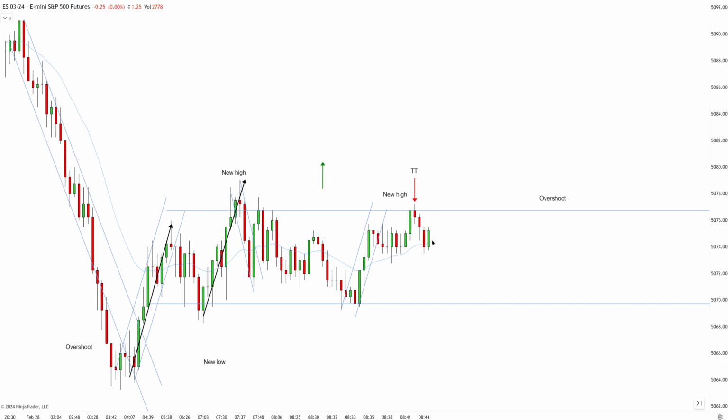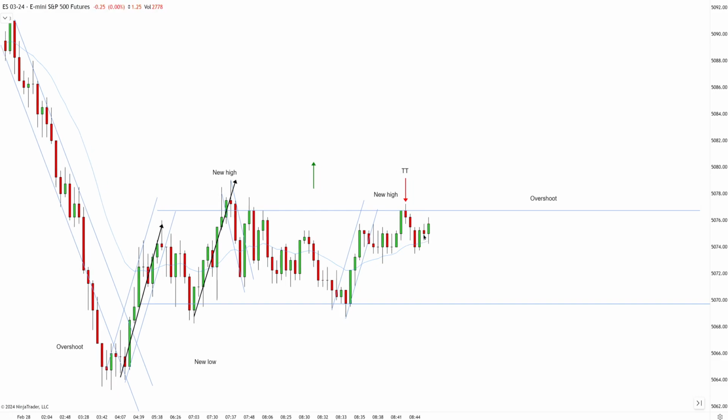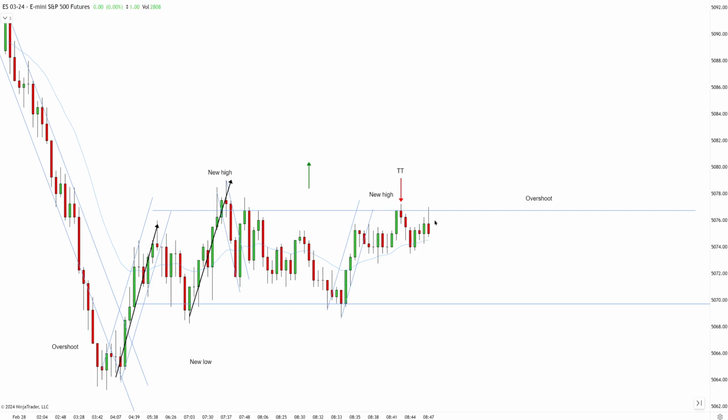Can we go below the EMA? We cannot. The EMA keeps holding, so this is not great, because this means I cannot go short below the doji lower high, because it is above the EMA. And now we have a false second entry long.